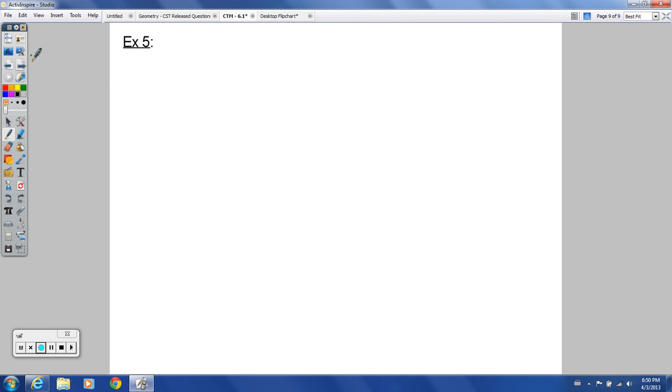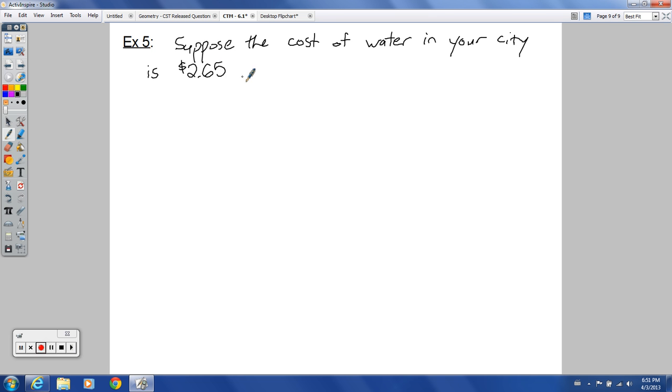And then example 5, let's check this out. Suppose the cost of water in your city, the water that comes out of the tap, is not free, but it's pretty close to being free in terms of the cost of 1 gallon. You'd be surprised how much money you could save, as long as you can trust your city's water supply, instead of buying bottled water. But we're going to say it's $2.65.